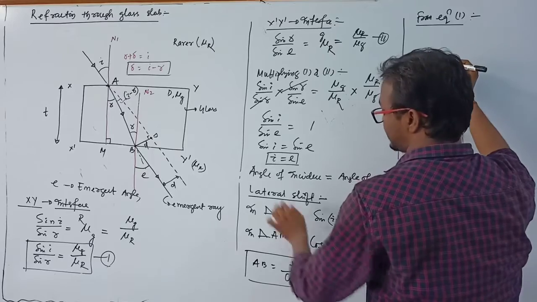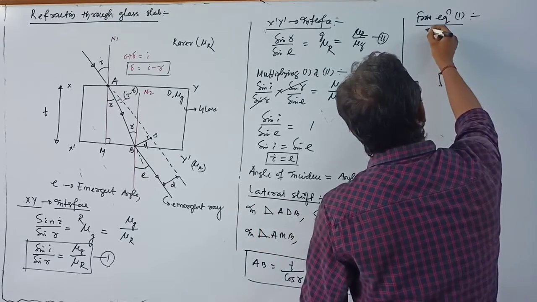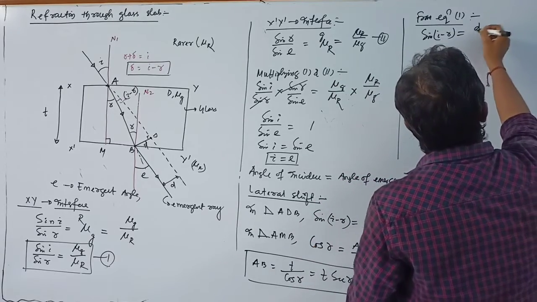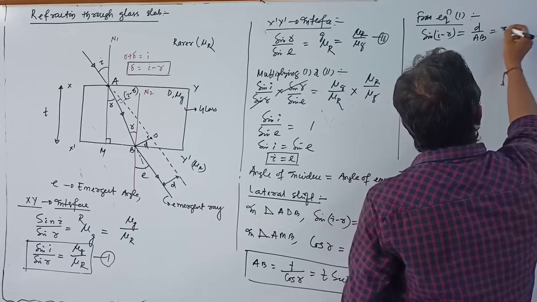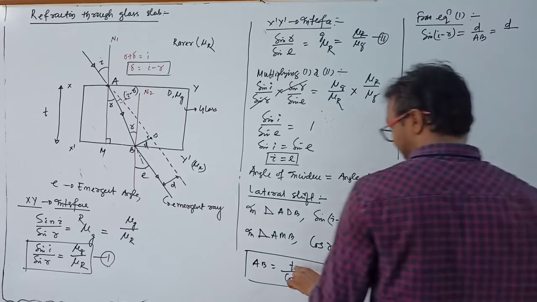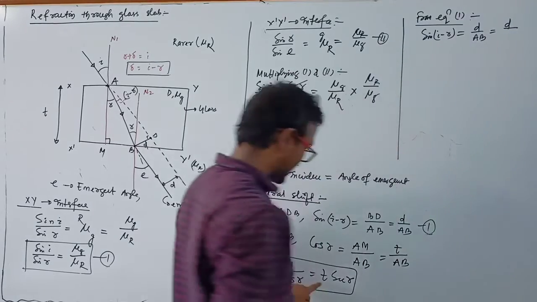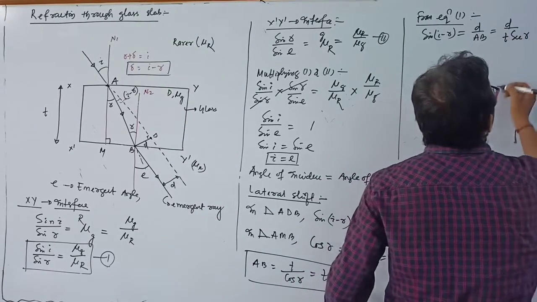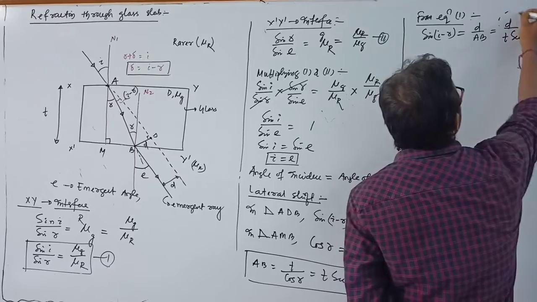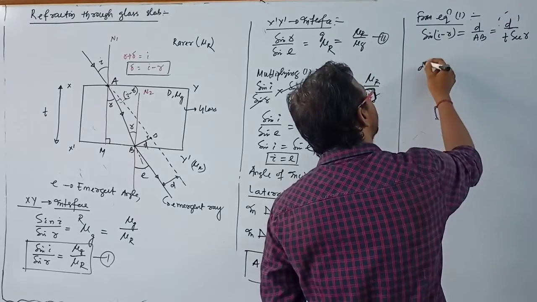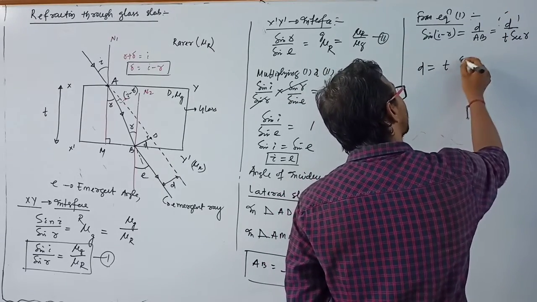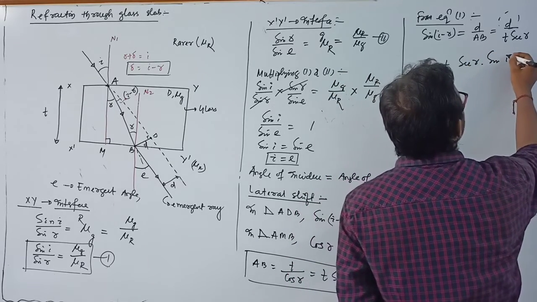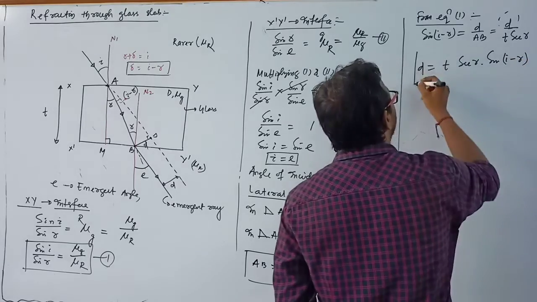from equation 1 we can write sin(I minus R) equal to D by AB, and if we replace the value of AB, that is T sec R, AB equal to T sec R. Clear? So this distance is known as lateral shift, so you can write D equal to T sec R into sin(I minus R).